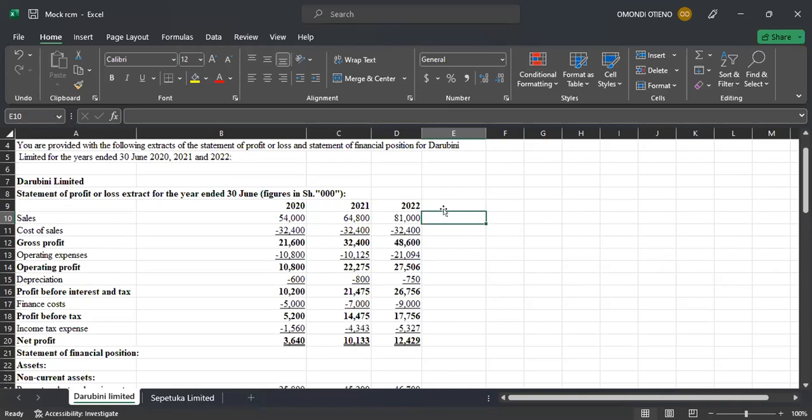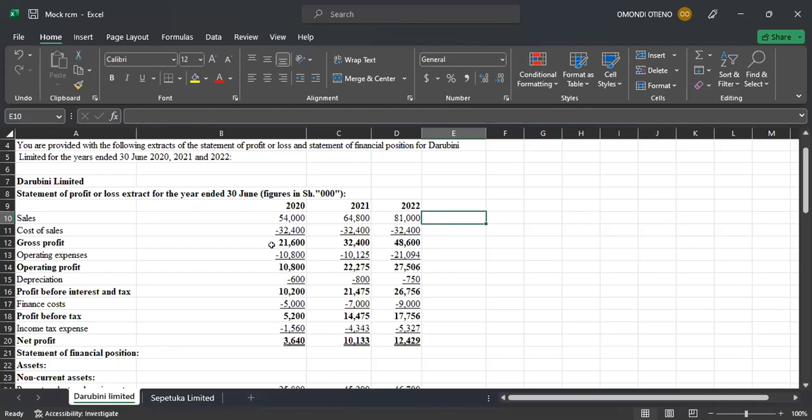So remember, for the common size analysis or vertical analysis, we said sales represents 100%. We are looking at the expenses, the cost of sales, the operating expenses. What percentage of total revenue do they have? And that's why in the income statement, we take sales as 100%. In the statement of financial position, we take total assets as 100%. Everything is done with reference to total assets.